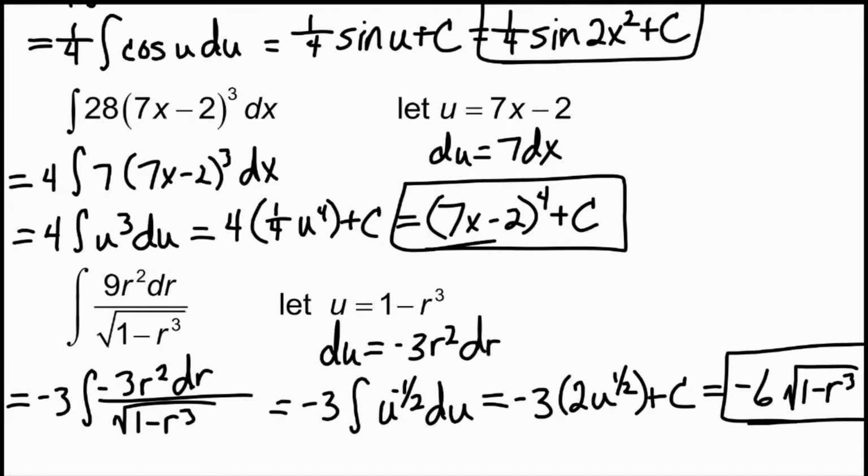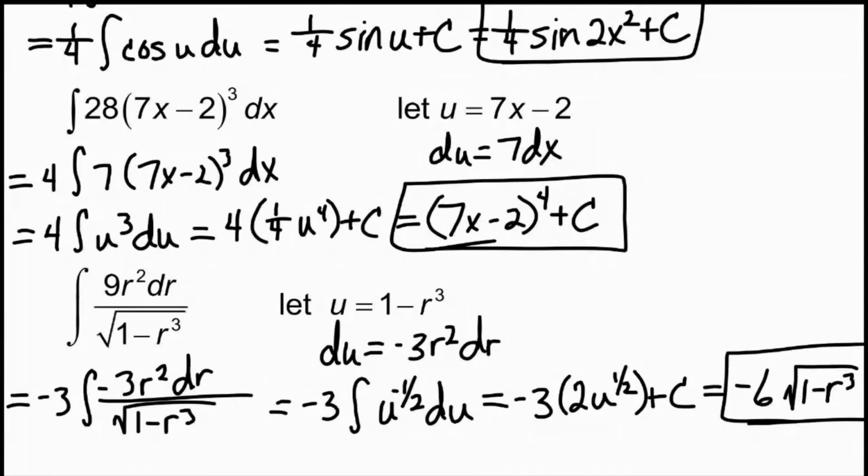And again, now it's just basic power rule. And once you've done your antiderivative, don't forget that that 4 was out in the front. And just go and do your back substitution. So 4 times 1/4 will give me 1. So I really just have u to the 4th. And then when you substitute back in for the u, you have 7x minus 2 to the 4th plus c.